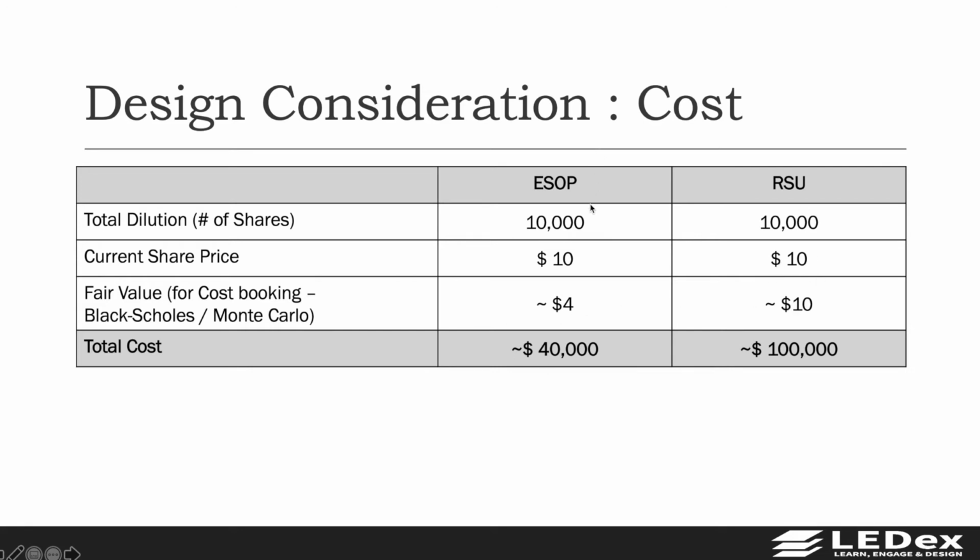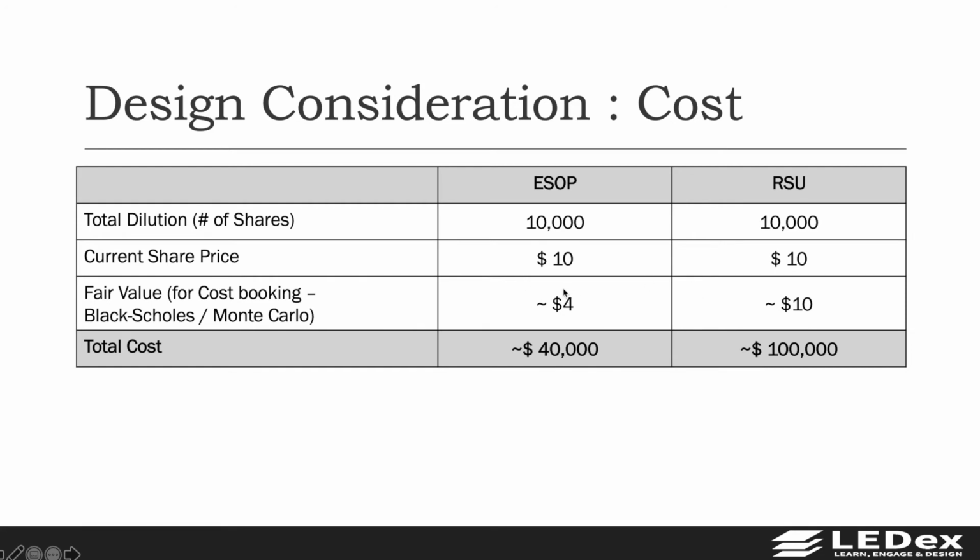So in this example, the ESOP is valued at, even though the share price is $10 on the date of the grant, the fair value which is taken for any cost booking is 40% of that. Of course, 40% is just an estimate that I'm providing. An actual simulation needs to be done using Black-Scholes or Monte Carlo, but it will be in the range of 40%.